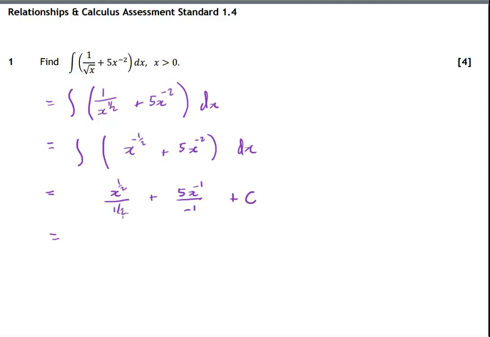And of course we'll go one step further here, because x to the half can be written as root x, and dividing something by a half is the same as multiplying it by 2. Similarly over here we've got 5x to the minus 1 divided by minus 1. That will make this whole second term negative, and x to the minus 1 can move back down to the denominator. Notice that the 5 stays at the top, and we now have 5 over x plus that constant.